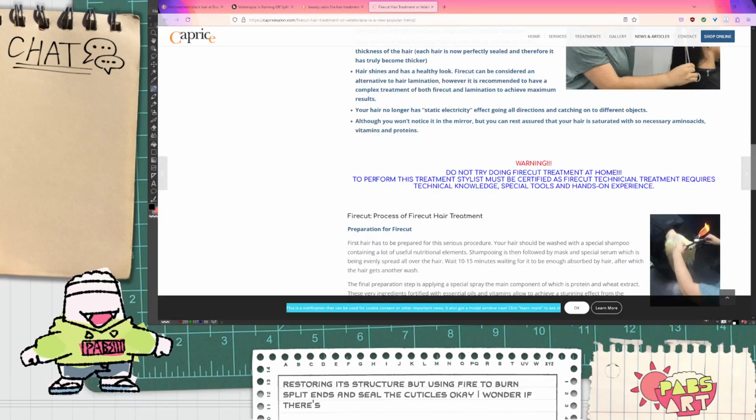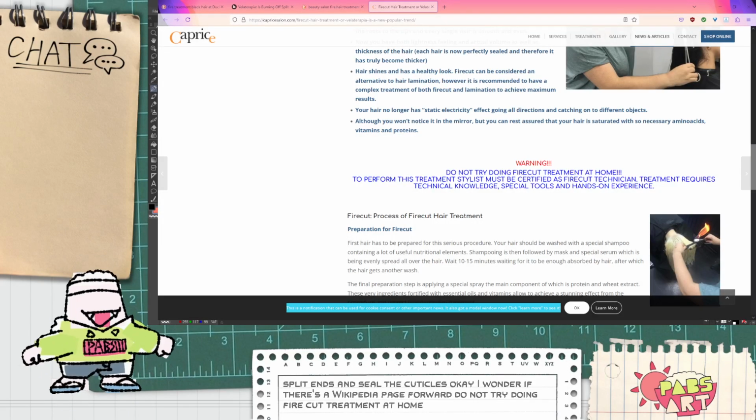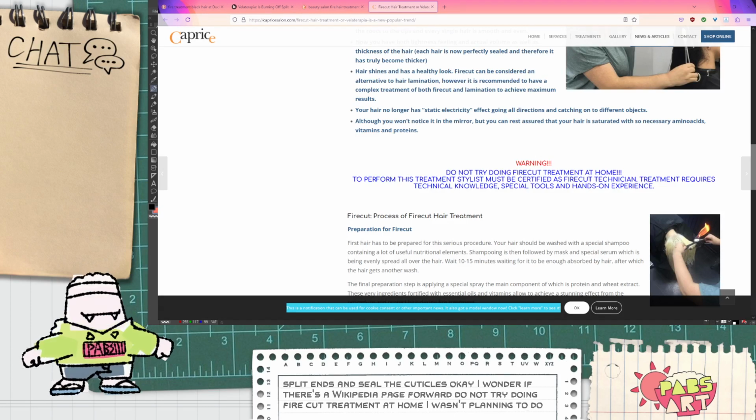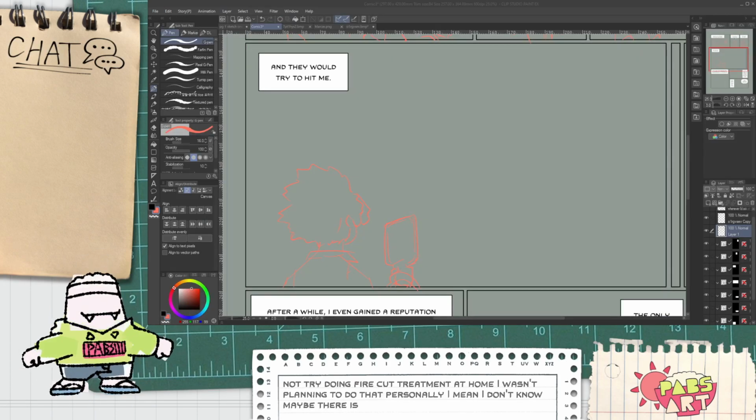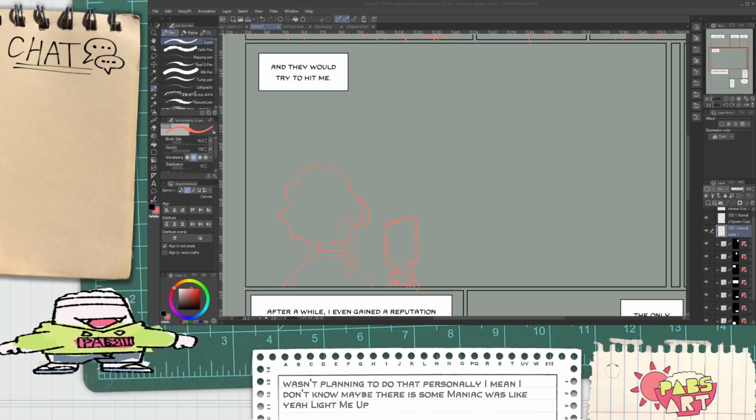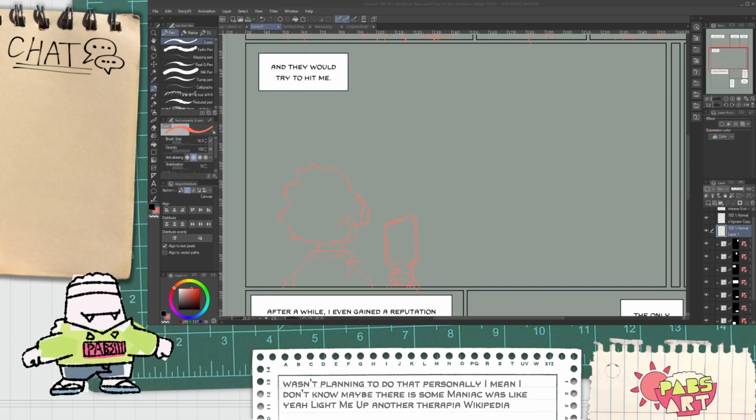Okay. I wonder if there's a Wikipedia page for it. Do not try doing fire cut treatment at home. I wasn't planning to do that. Personally, I mean, I don't know. Maybe there is some maniac who's like, yeah, light me up. La terapia Wikipedia. Huh.